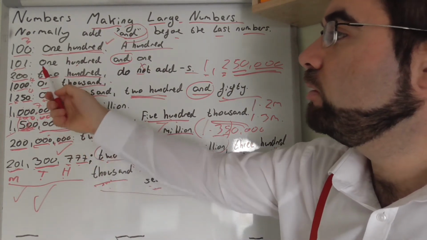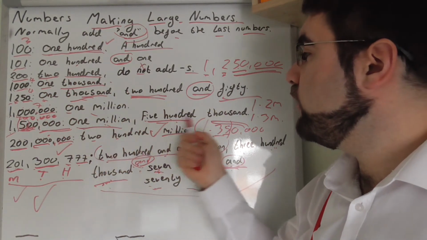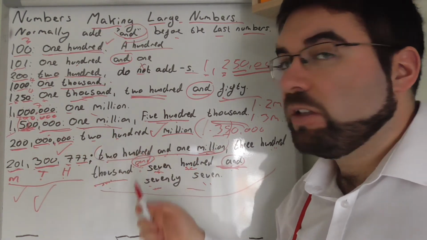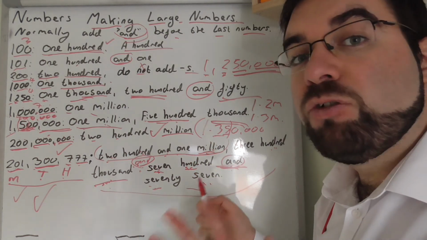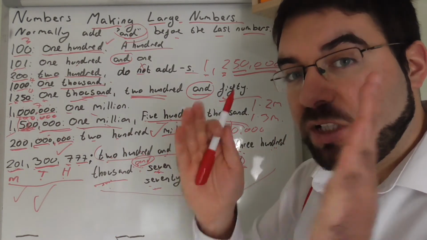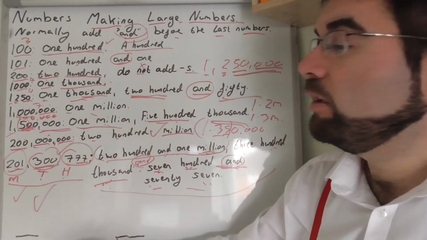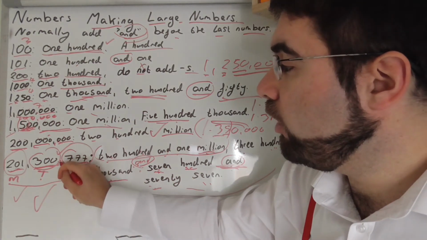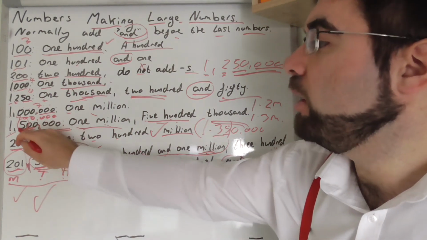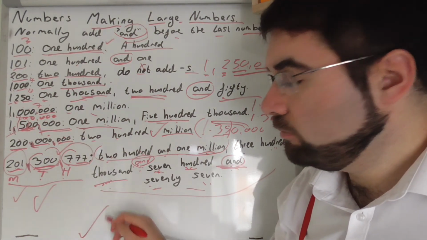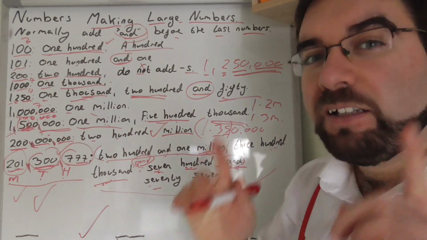100, 1,000, 1,250, 1,500,000, 200 million. We're breaking it down. 201,300,000 and 777. Very good. Break it down in groups of 3. 3, 3, 3. And then between every group of 3 add a comma. Comma, comma, comma. Very nice. Okay, let's keep going.